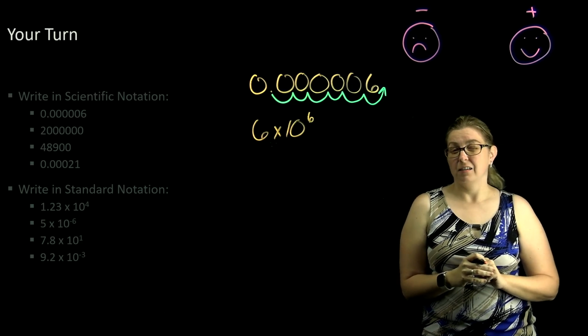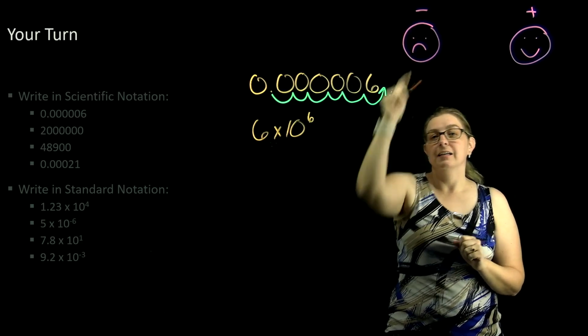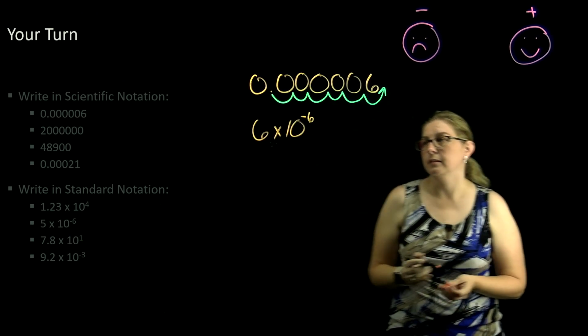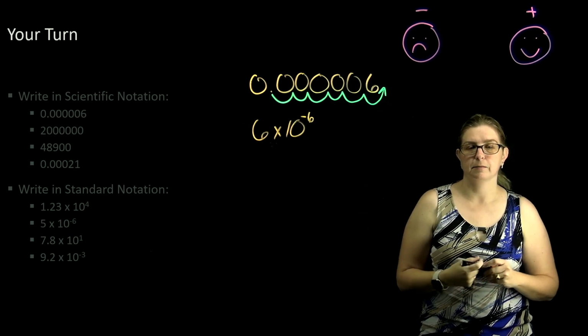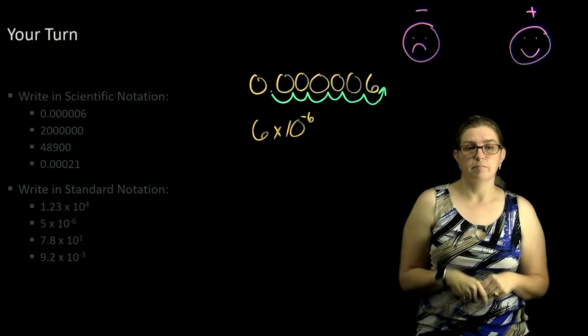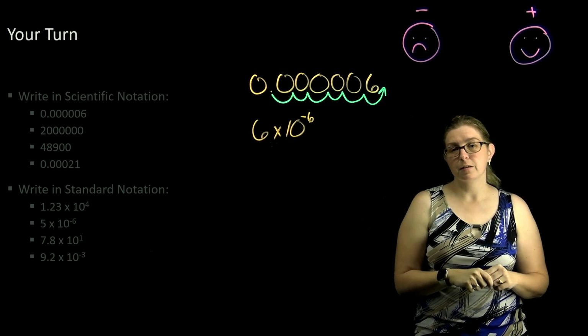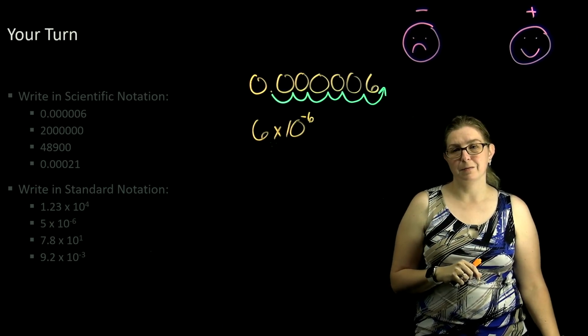I'm going to go sad, right? So if it's sad, it's negative. Negative 6. That's it. That's scientific notation. Now you can do the rest.